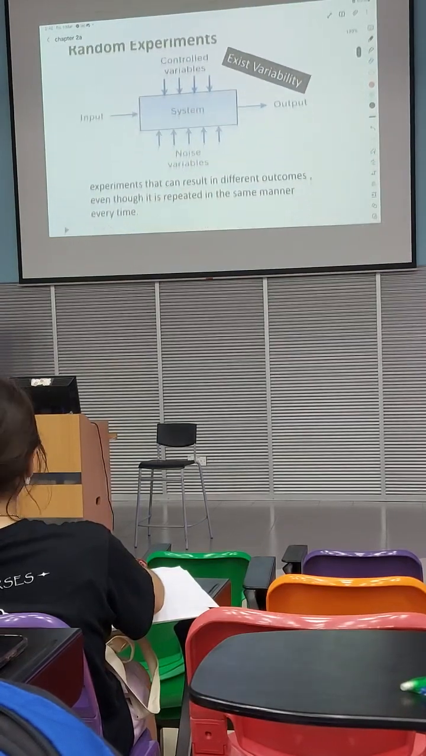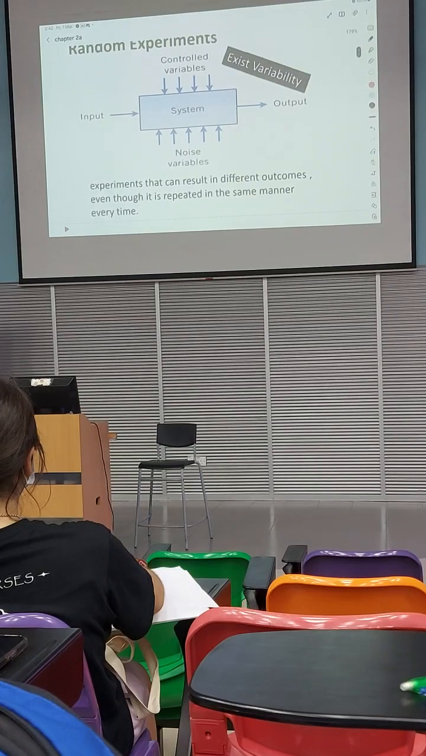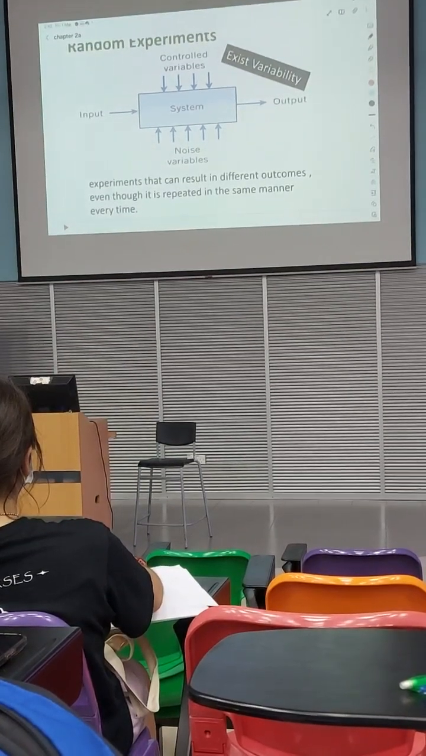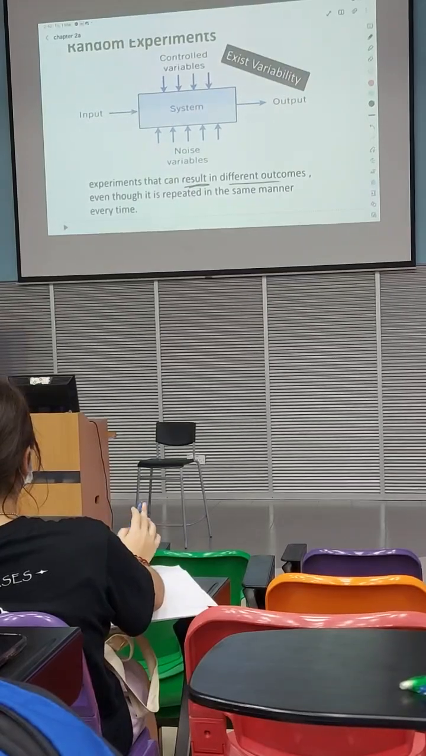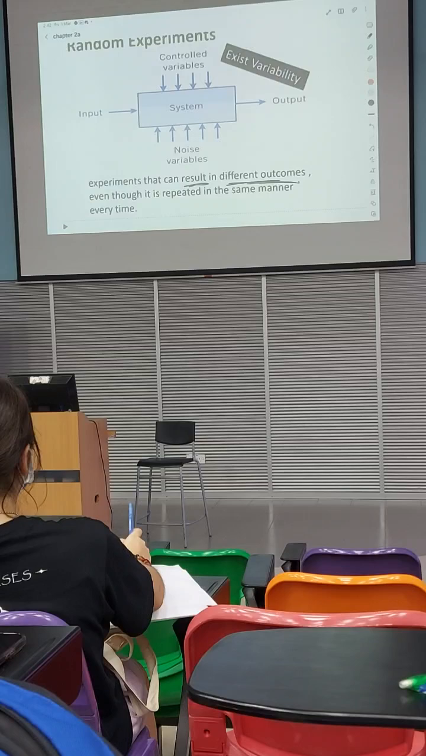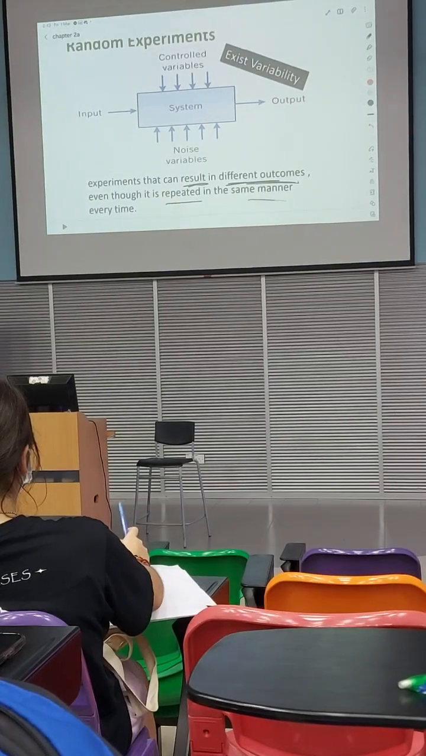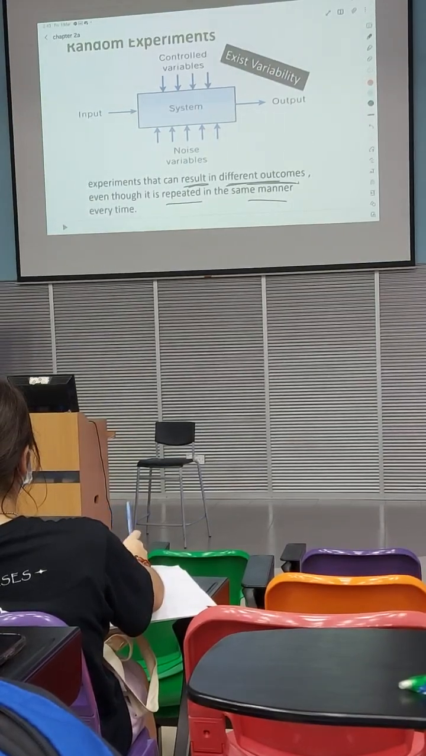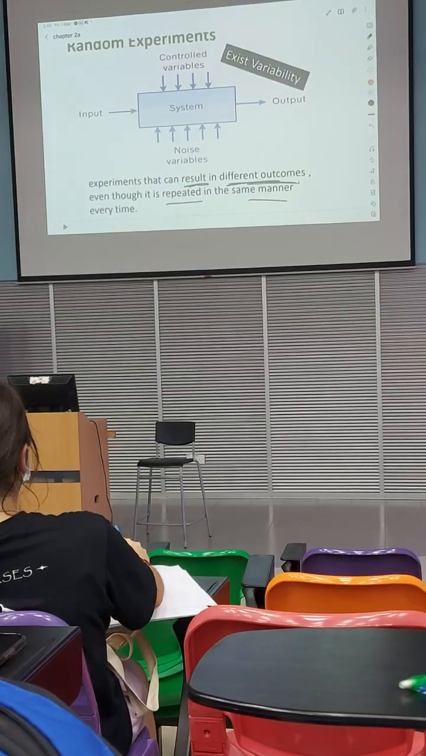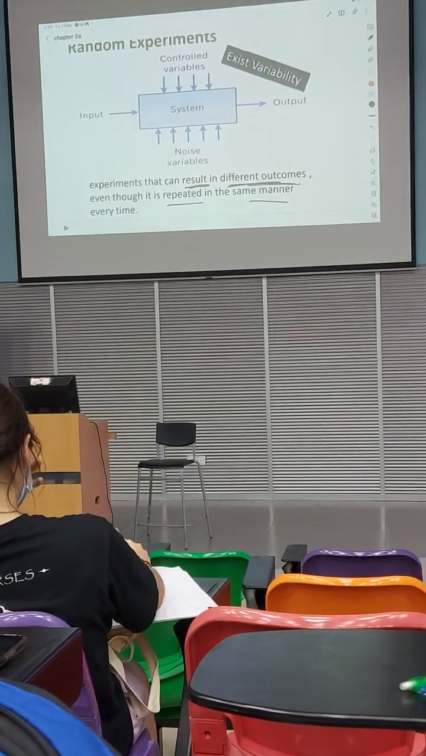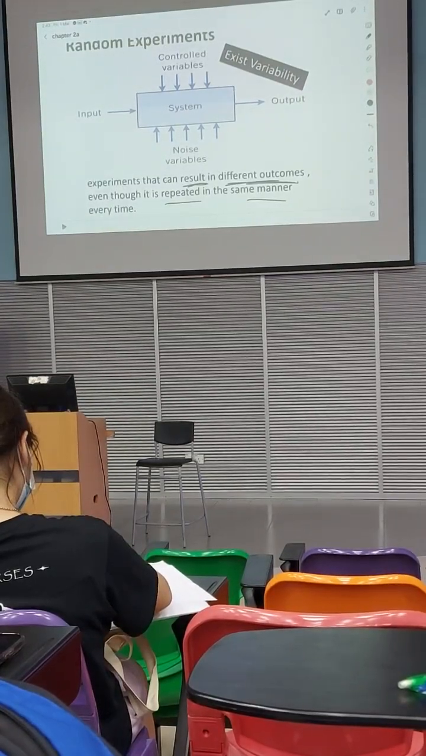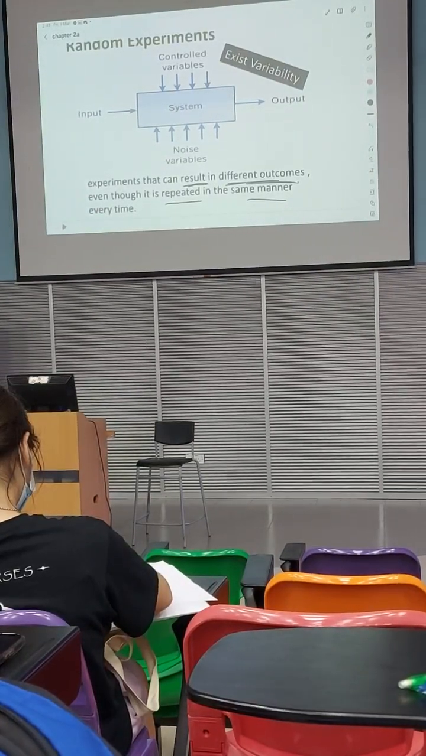By definition, what is meant by random experiment? A random experiment is an experiment that can result in different outcomes, even though it is repeated in the same manner every time. If you perform an experiment and the outcome always gives you the same result, is that still called a random experiment? No, it must be different outcomes. Then it is called a random experiment.